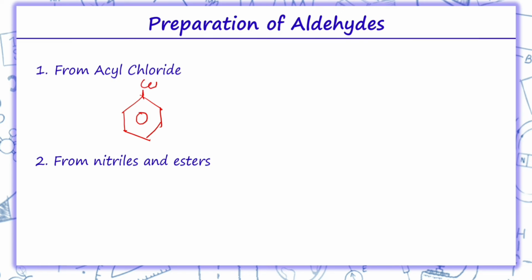So, we have acid chloride, that is benzoyl chloride, COCl. This is hydrogenated with palladium on BaSO4. So, here we will get CHO. So, benzoyl chloride will give benzaldehyde.